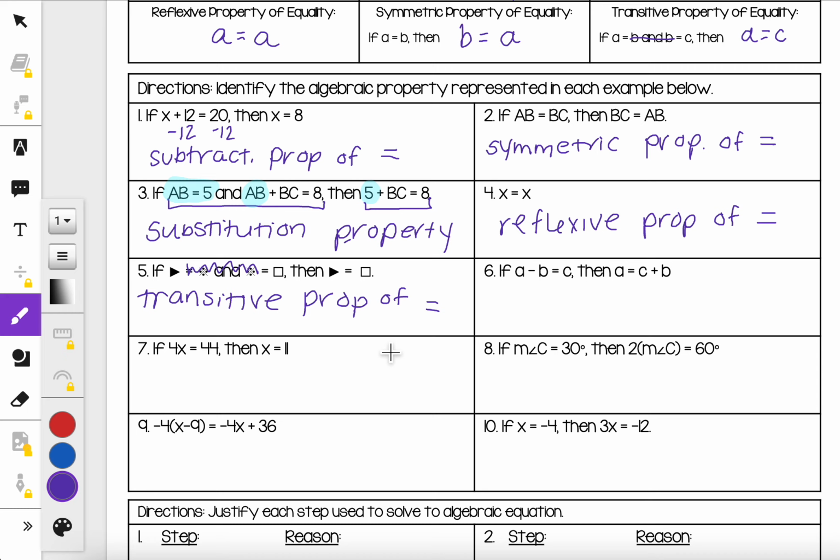Okay. And then for number 6, it says if A minus B equals C, then A equals C plus B. All right, so if I want to see what I did to change each side of my equation, I added B to both sides. So this is going to be the addition property of equality.